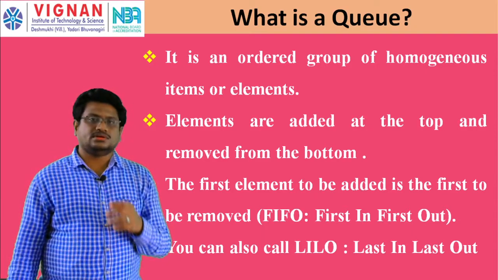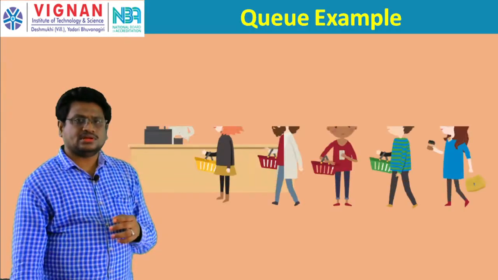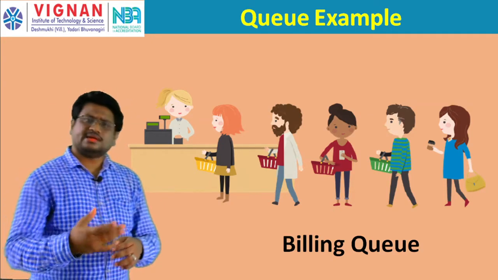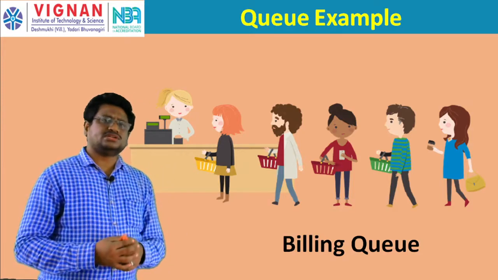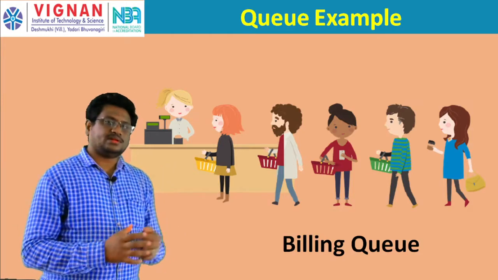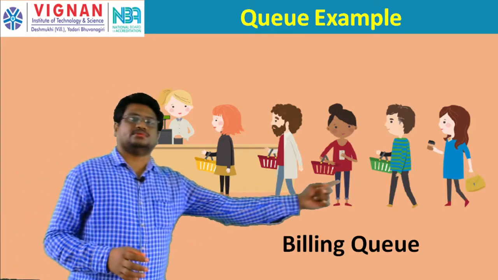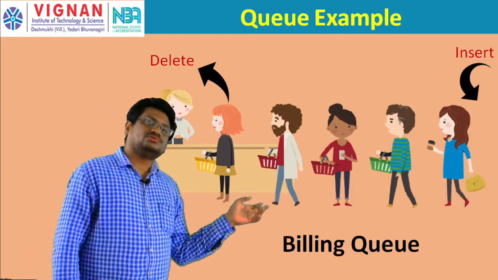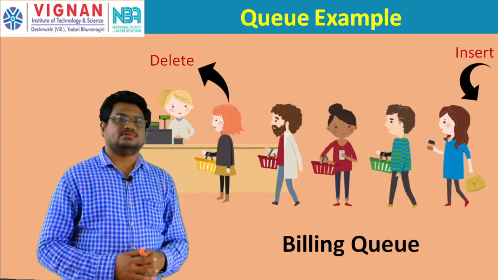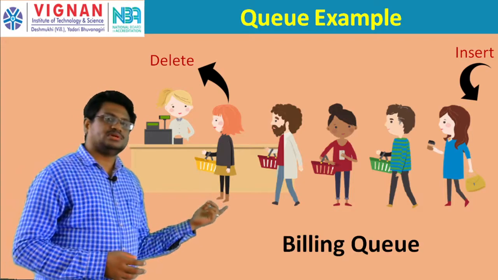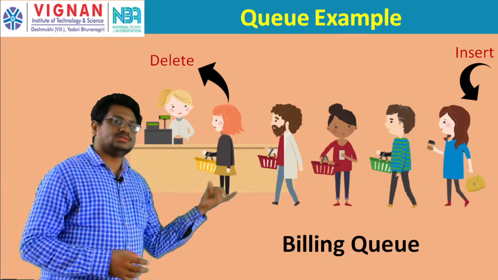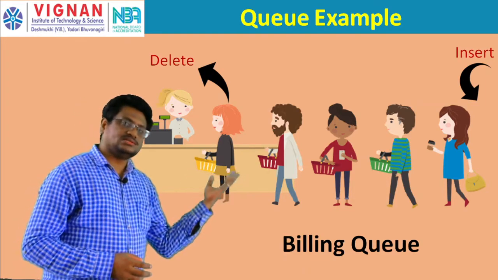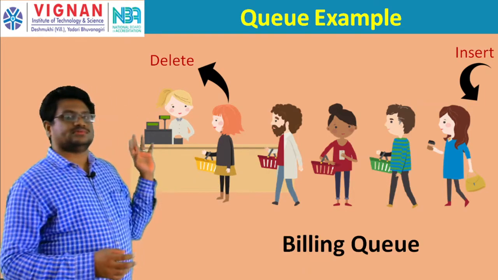Now let's consider an example. Let's assume you are doing shopping, whether at Big Bazaar or a factory outlet, anything. After completion of your shopping, what will happen? You have to go to the billing queue. Now what do I have to do? I have to join at the end of the queue. Here deletion means whoever is at the front, that bill will be cleared. When the bill is cleared, that person will move out, that means deletion.